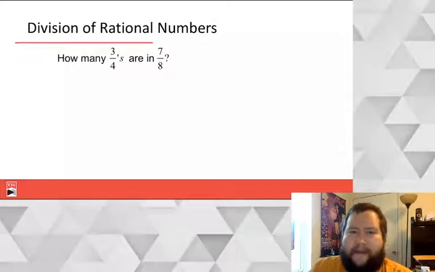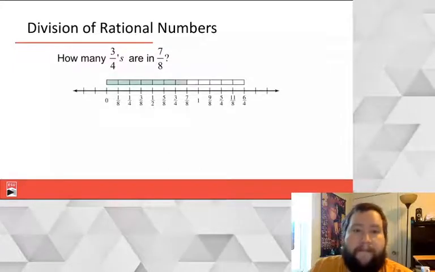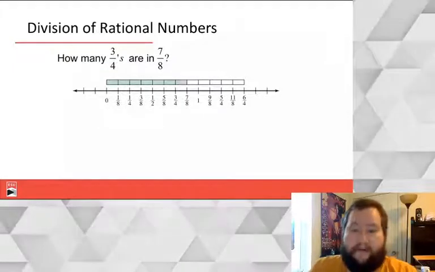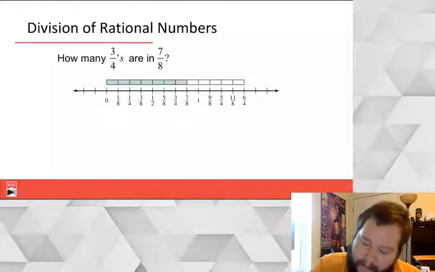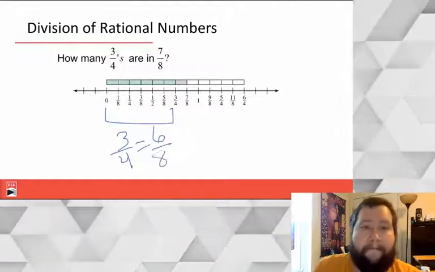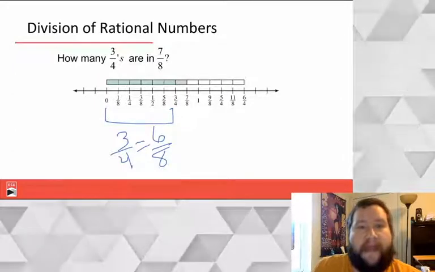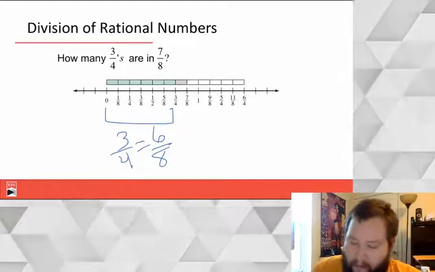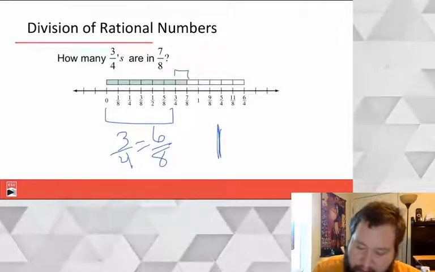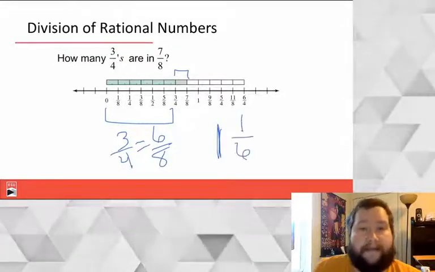So how many 3 quarters are in 7/8? Now it's a little bit harder. So I have my 7/8 marked, and I have my 3 quarters marked, which is really 6/8, right? So this 3 quarters is really 6/8. And so how many 3 quarters are in there? Well, 1 of them. And then this piece, there are 1, 2, 3, 4, 5, 6 of them here. 1 and a 6th.